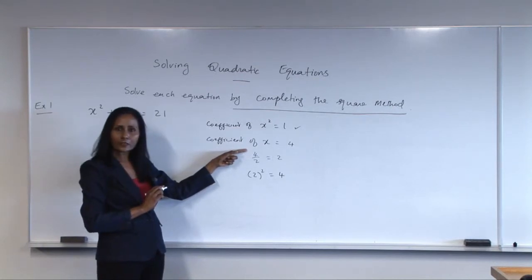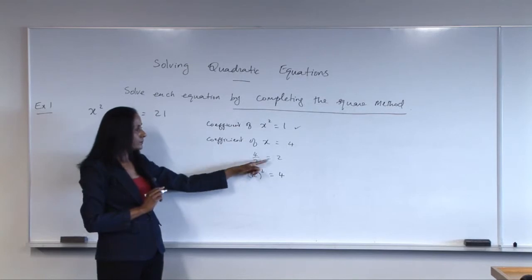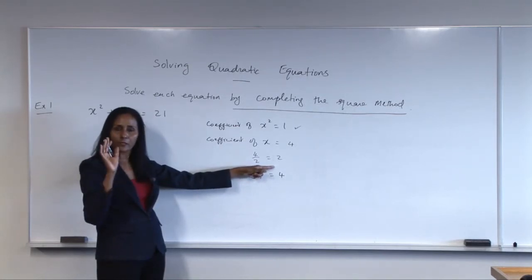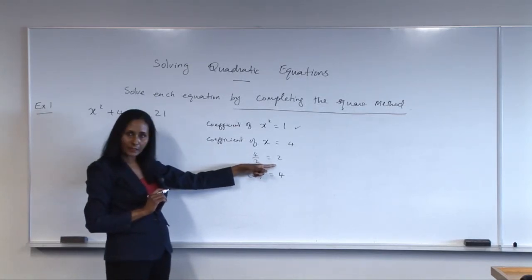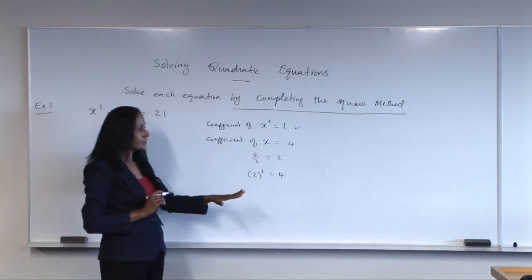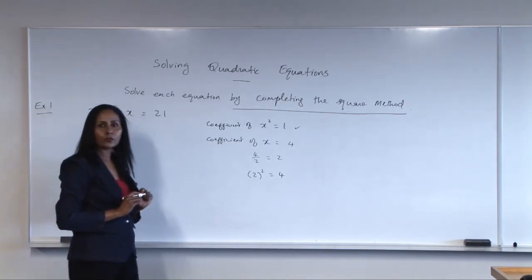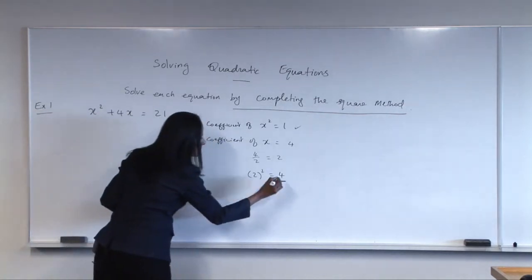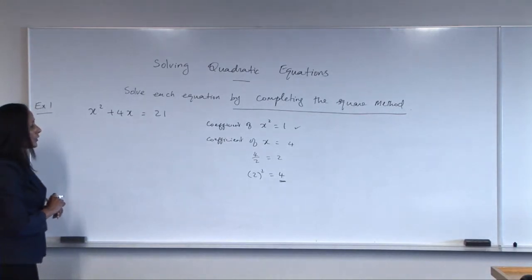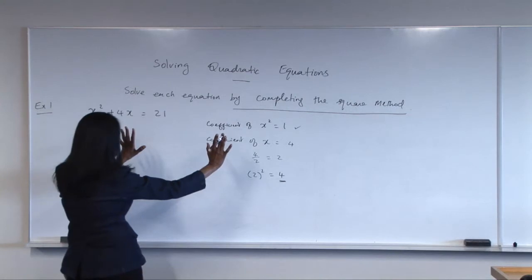Next is the coefficient of x. The coefficient of x in this problem is 4. Divide by 2, you get 2. You always divide by 2. So you get the number, in this case 4 divided by 2 is 2. Now the next step is to square that. Whatever number you get, square that. So you got 4. What we are going to do is add that 4. Whatever number you get after you square that, we add the same number to both sides.